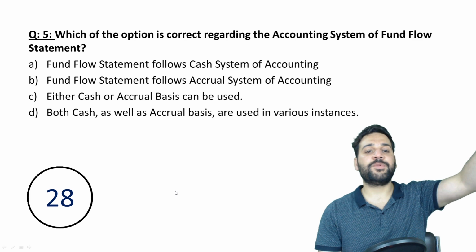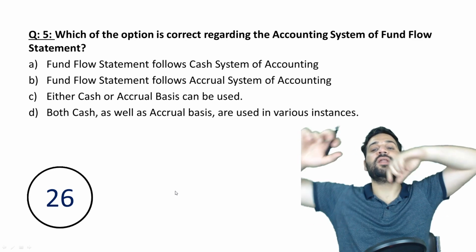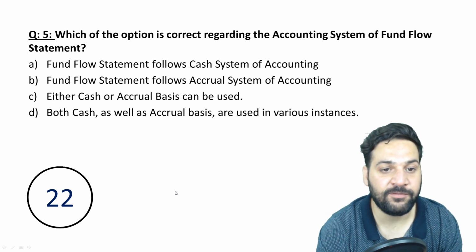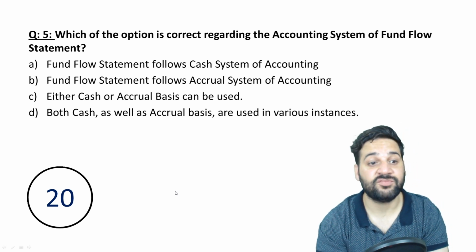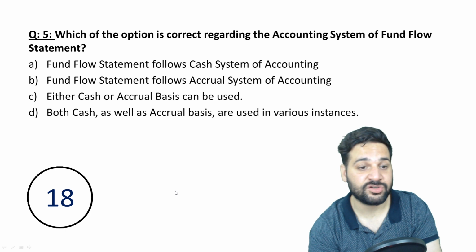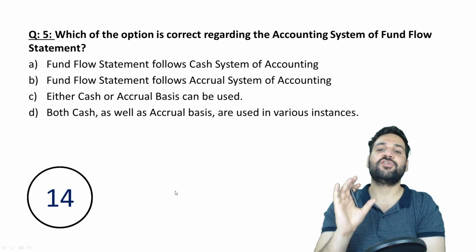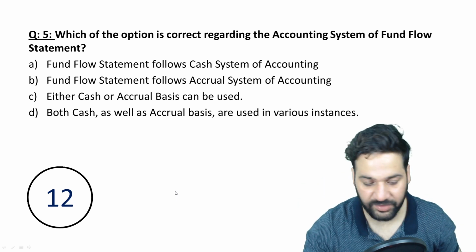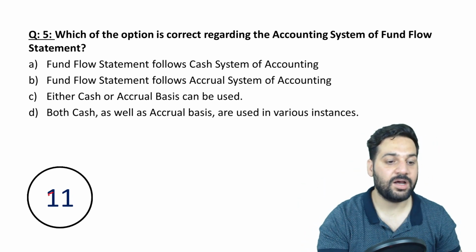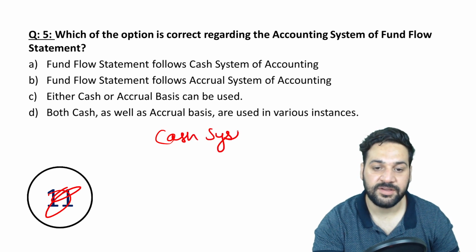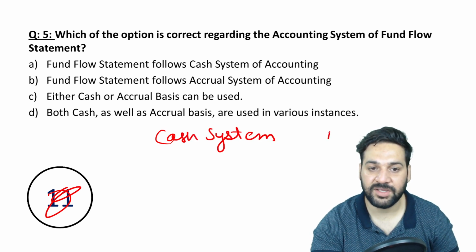Which of the options is correct regarding the accounting statement of fund flow statement? Fund flow statement follows cash system. Fund flow statement follows accrual system. So first of all, you should know the difference between the cash system and the accrual system. Forget about the timing. Let me just show you.